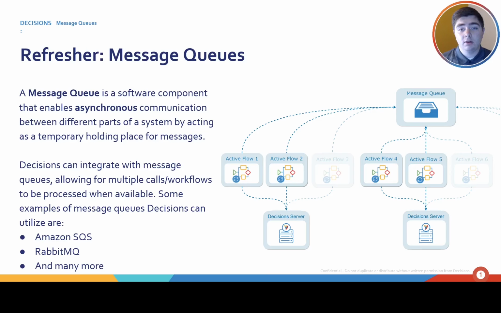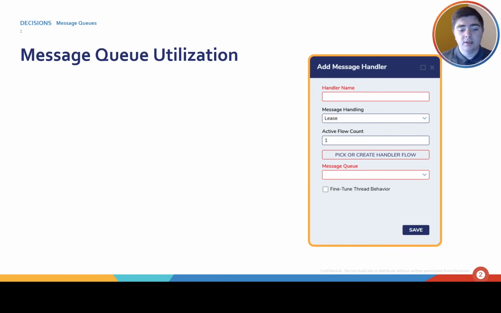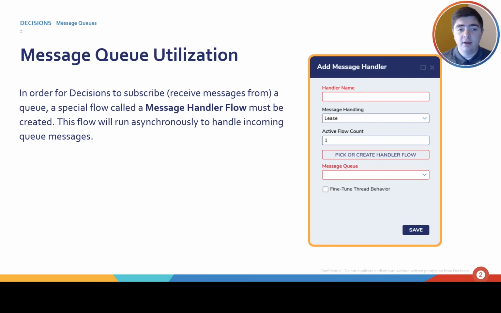So, let's talk about that utilization. When you're setting up a message queue, something to note is that you're going to have a message handler flow. And this is going to allow you to subscribe to the messages from the message queue. This flow is going to process these messages on asynchronous threads to handle the queue.